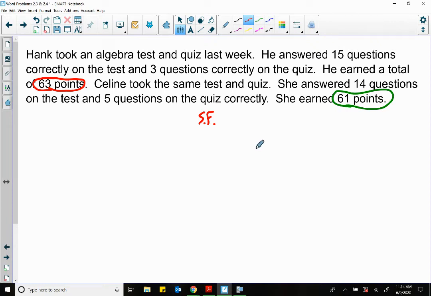Okay. So hopefully right here, you knew that Hank and these 63 points are all about Hank. So all this information above here, this 15 and this 3, are all about what Hank did. Okay, notice you also have 2 items. It's all about questions on a test and questions on a quiz. Hey, that even fits what I told you about standard form. So if I did this, he did 15 questions correctly on the test, so I would probably call that 15T plus 3 questions correct on a quiz, so I call that 3Q. There's Hank's equation, because this is about Hank, this is about Hank, this is about Hank.